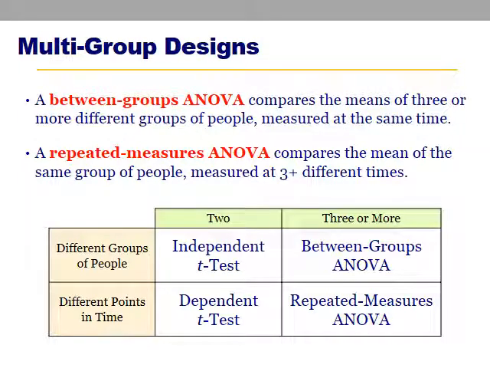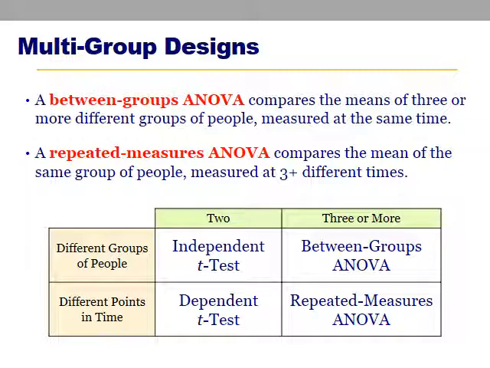As we talked about last week, the between groups ANOVA is an extension of the independent t-test. The independent t-test allows us to compare 2 separate groups of people, but as soon as we add a third group, or a fourth, or a fifth, we have to use the between groups ANOVA to compare those 3 or more separate groups.